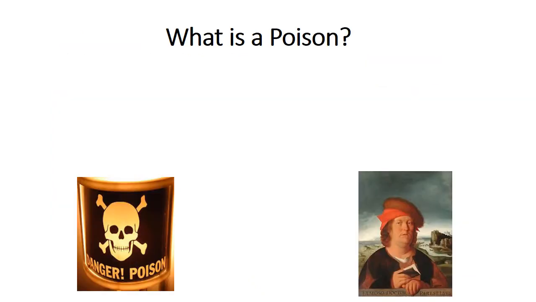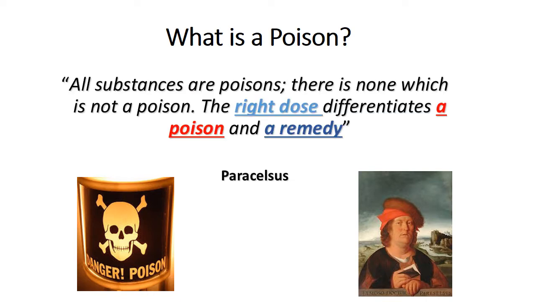What is a poison? Some Greek physician some years ago by the name of Paracelsus came up with this definition or statement, which anyone who has ever done toxicology should be able to say in one paraphrase or another. He said, all substances are poisons. There is none which is not a poison. Then he said, the right dose differentiates a poison from a remedy, or vice versa, however else you want to paraphrase it.